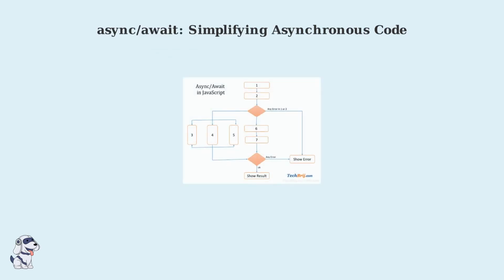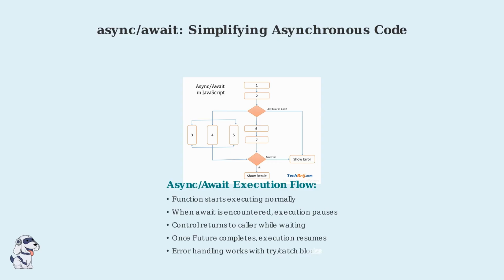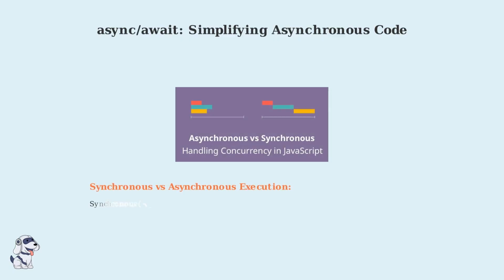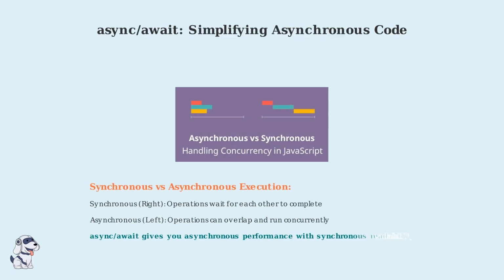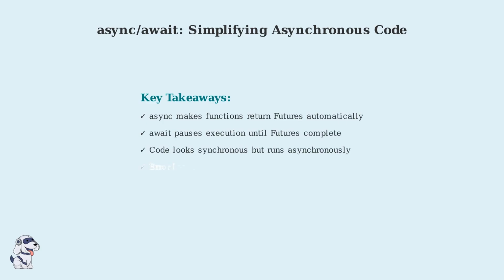To better understand how async and await work, let's examine the execution flow. This flowchart shows the step-by-step process of asynchronous execution. Finally, let's compare synchronous and asynchronous execution patterns. This visualization shows how async operations can overlap and improve performance. The async and await keywords are essential tools for modern Dart programming. They make asynchronous code readable, maintainable, and much easier to debug than traditional callback-based approaches.